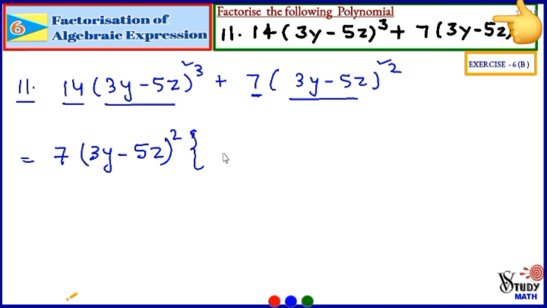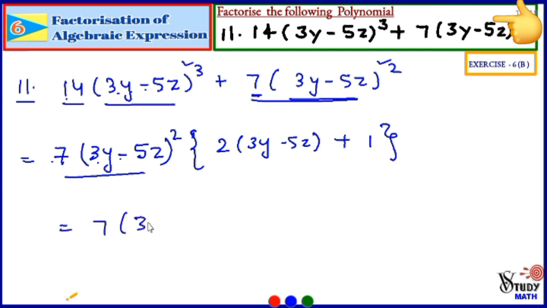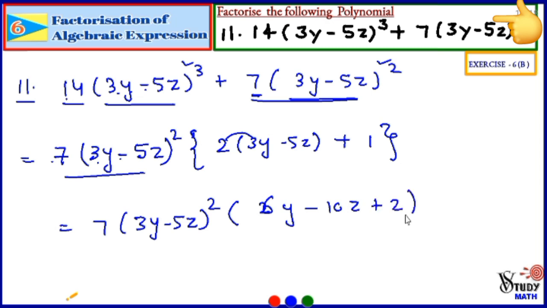So now what do we have remaining here? 7 goes into 14 two times, and (3y minus 5z) to the power 2 goes into (3y minus 5z) to the power 3 once. So we have (3y minus 5z) as remainder in the first term. In the second term, the same thing is here and the same thing is here, so 1 is the remainder here. So now we have 7(3y minus 5z) to the power 2, and we have 2 to multiply here. So we have 6y minus 10z plus 1, and this is the final answer, my dear students, of this question. I hope you understand this problem very well.